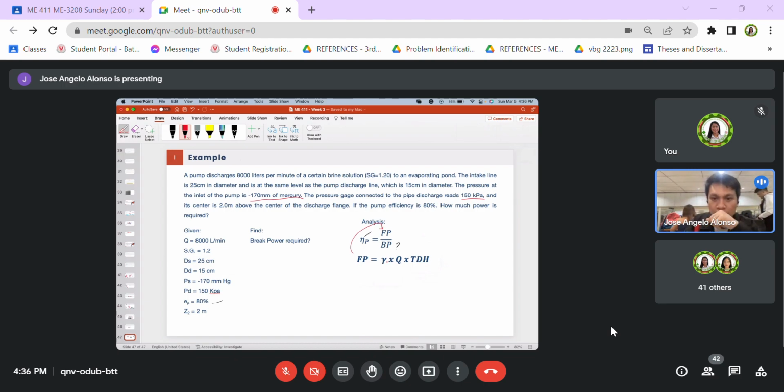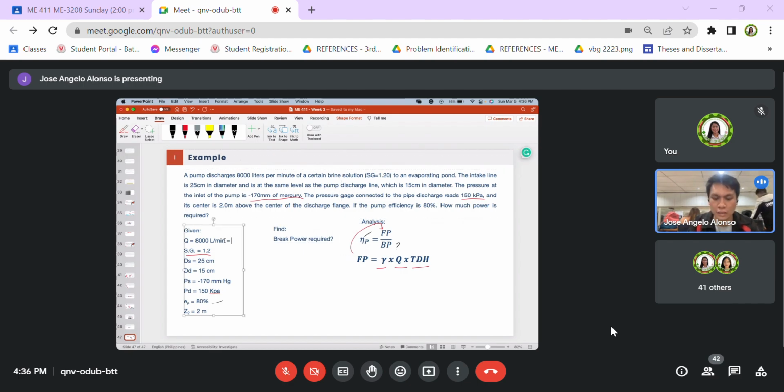So is specific weight given? Yes, specific gravity is given, so we can get the density of the brine solution, then we convert it to get the specific weight of the solution. Volumetric flow rate is given, yes, 8,000 liters per minute. However, let's convert it into cubic meter per second. Total dynamic head is not yet given. We need to calculate that using the energy balance equation. So first, let's compute the equivalent of 8,000 liters per minute into cubic meter per second.